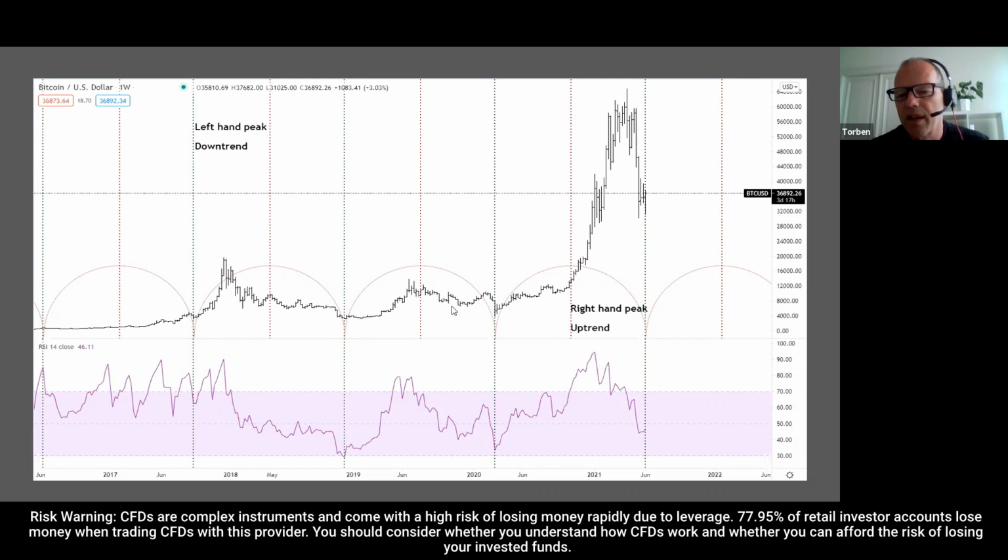And now we have seen it go up and peak to the right, indicating that more uptrend will follow once this correction is complete. And actually, you can see now that it says that this week we just left was actually the bottom.